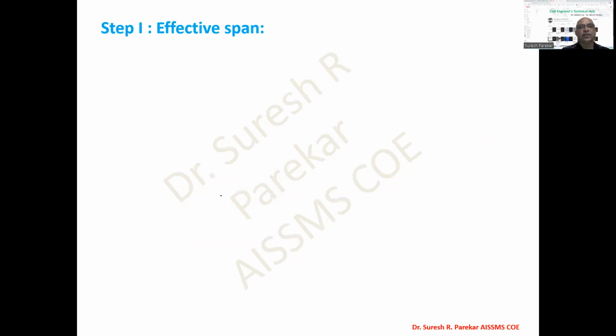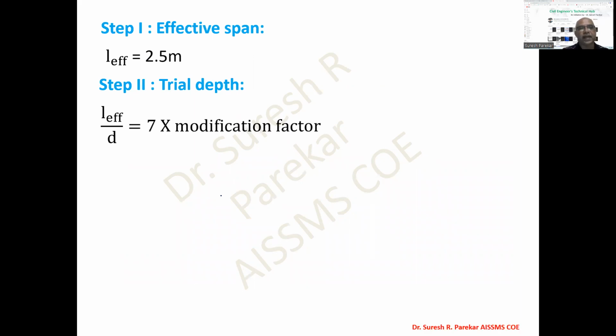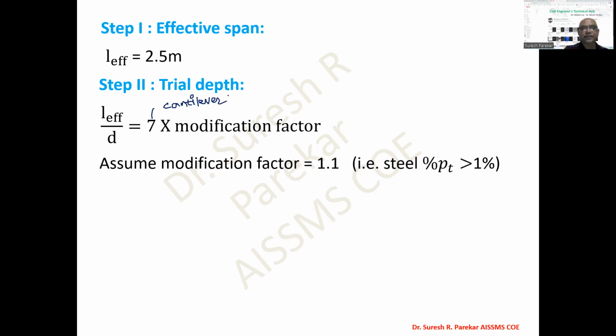So now the effective span. You can see the value till the center of span is given, L effective 2.5 meter. So I will consider it as 2.5 meter, and after the depth calculation, we will check it again. Then we have L effective upon D as 7 into modification factor, this 7 because we have a cantilever. For a cantilever, we have this value as 7.